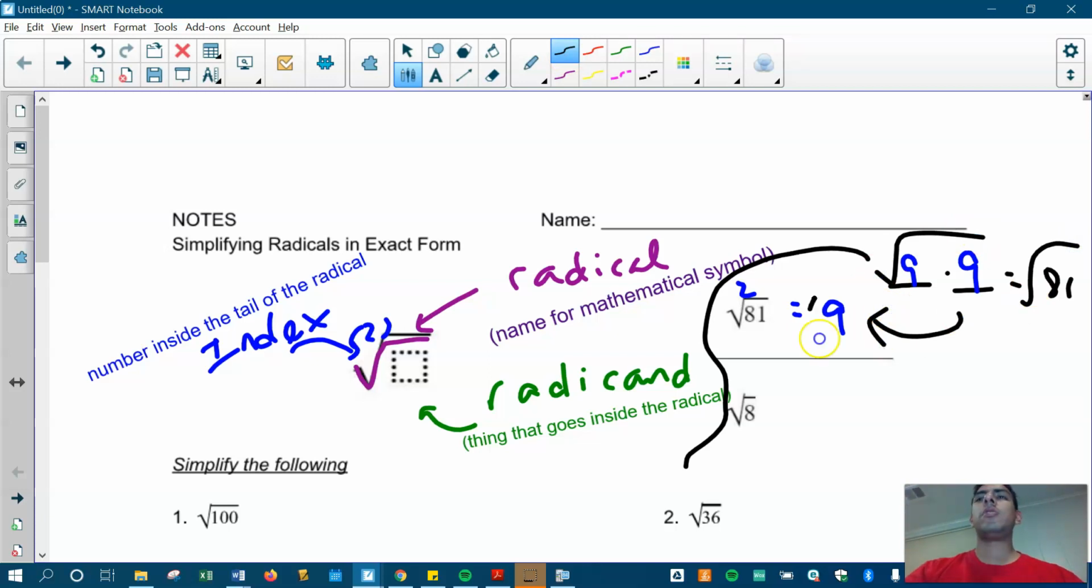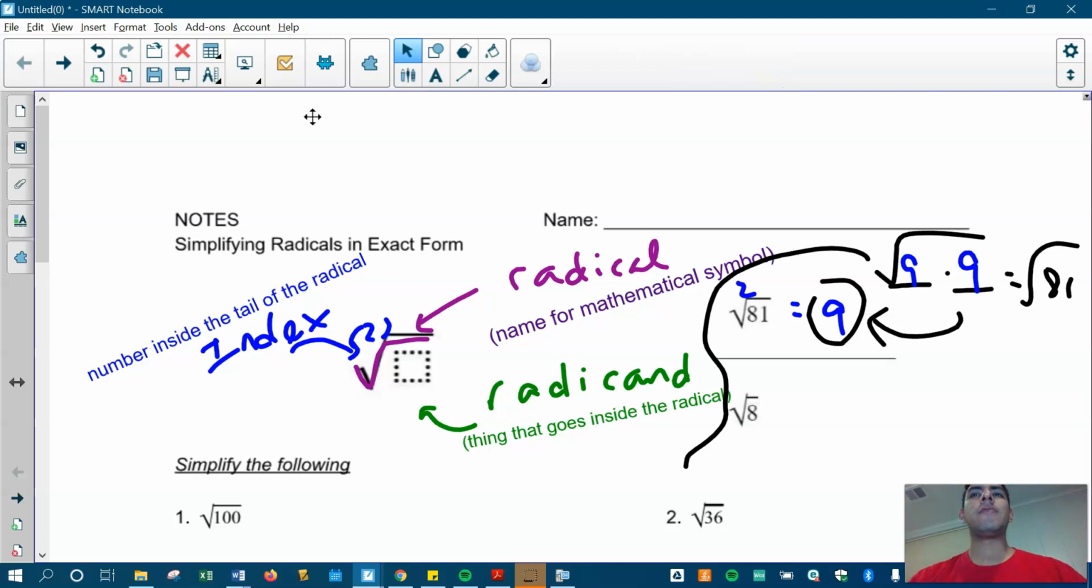The answer is just 9. You can kind of do the same thing with the square root of 8. You could think of two numbers that get 8, but when you think about that, though, there are no actual two numbers that get you the square root of 8.